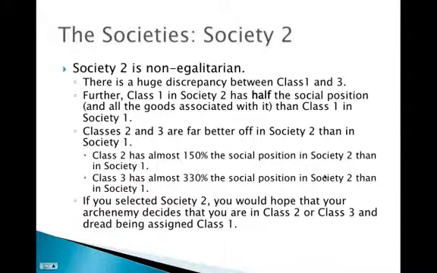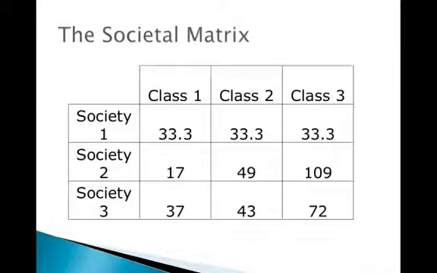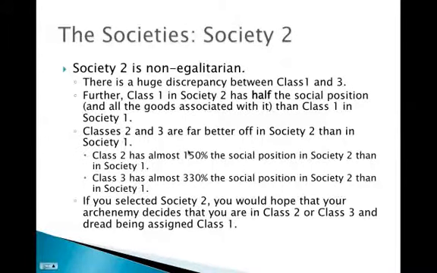Further, Class 1 in Society 2 has half the social position and all the goods associated with it than Class 1 in Society 1. So once again, if you get Class 1 in Society 2, you're going to have half the goods that you get in Society 1. Classes 2 and 3 are much better off. Class 2 has almost 150% the social position that it had in Society 1, and Class 3 has 333%. So if you selected Society 2, you would hope that your archenemy decided that you were in Classes 2 or 3, and you would dread being assigned Class 1. Again, that's if you selected Society 2.